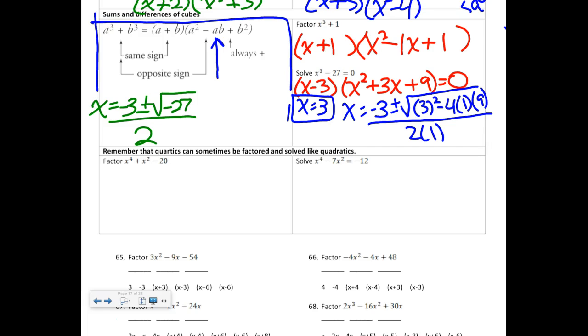What should we do with 27? 9 and 3. Yep, 9 and 3. So now we're going to have negative 3 plus or minus 3i square root of 3, all over 2. Can we reduce anything, get rid of anything? Nope. Okay, so those are our 2 answers.